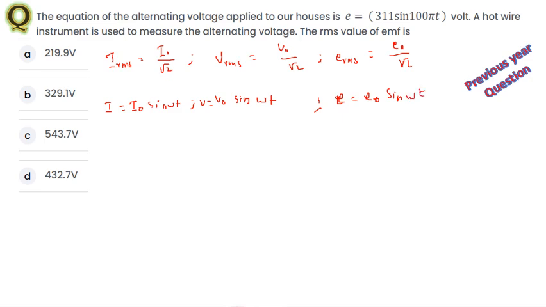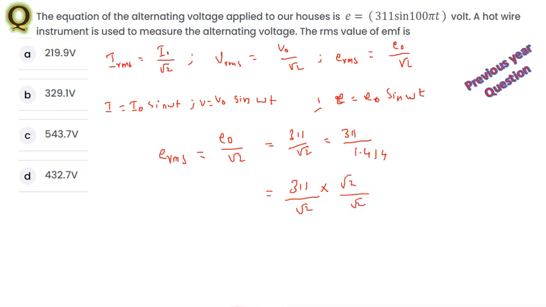From this, what they are asking here is ERMS. ERMS will be equal to E naught divided by root 2. The E naught value they have given is 311, so 311 divided by root 2. You can mention 1.414, or another method is to multiply and divide by root 2, so 311 into 1.414 divided by 2.